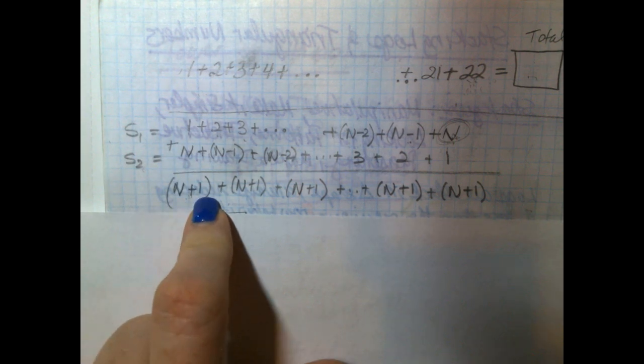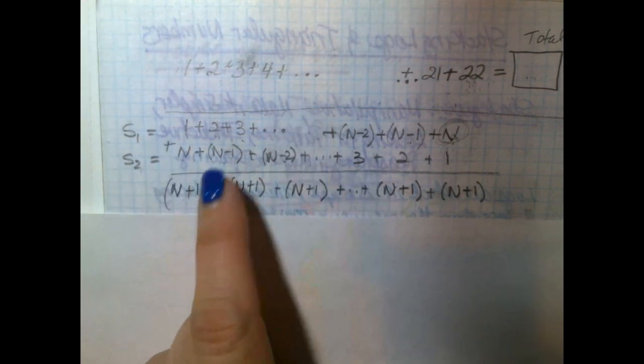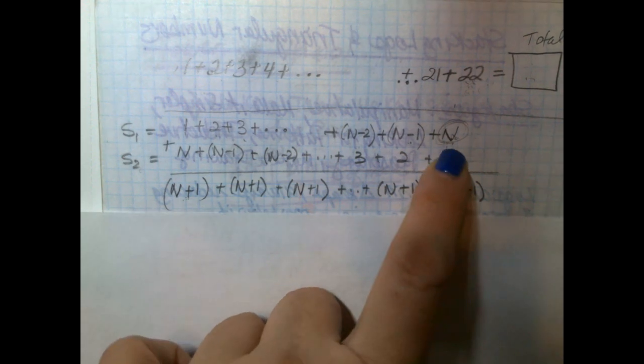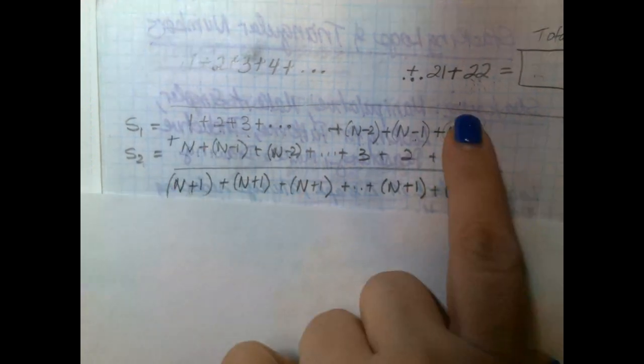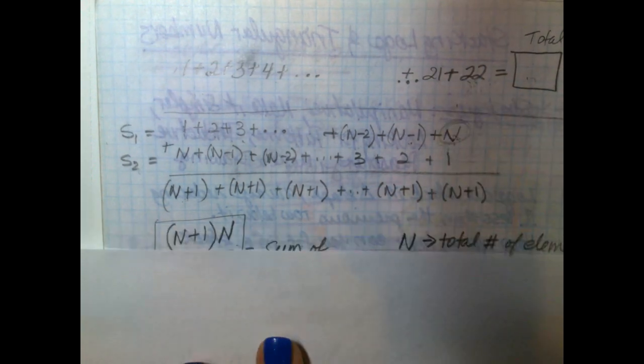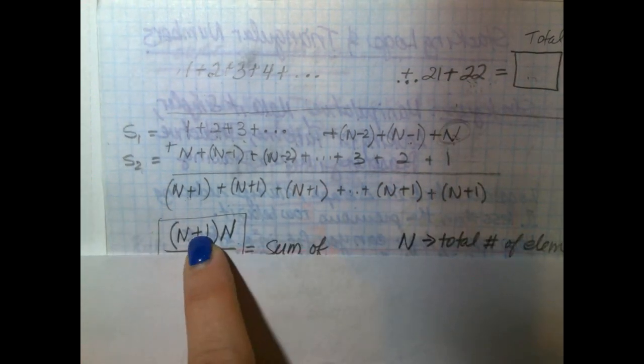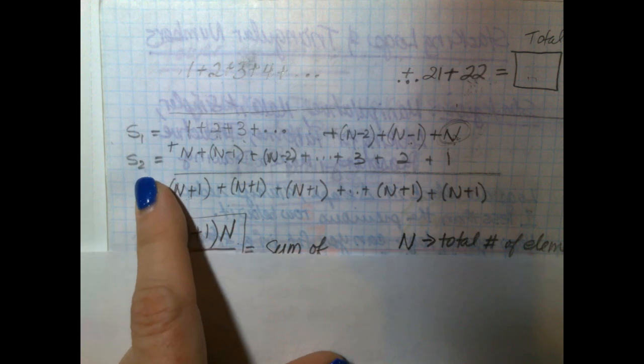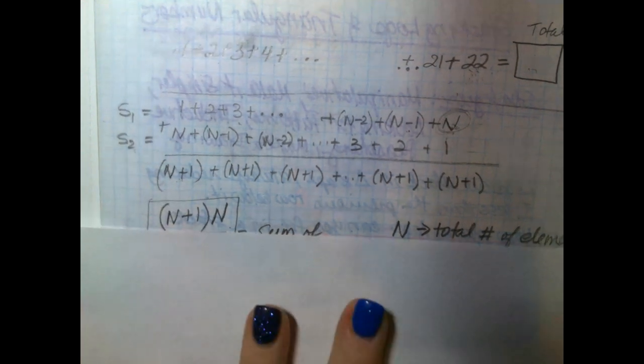What do you see? You see that you always get sums of n plus 1, right? The first one and the last one. And then you're just going to count how many n plus 1 there are. If you add these two sets, you're going to have n of them, the total number of elements in the set. So if we multiply n times n plus 1, we have the sum of the sequence twice. But I only want the sum of the sequence once.